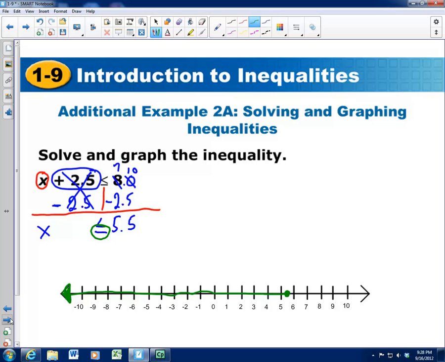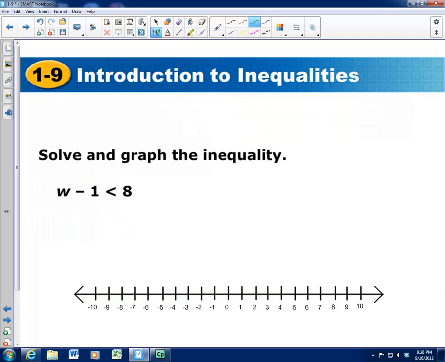All right, let's move on to our next one. This one says w minus 1 is less than 8. Well, again, first thing I'm going to have to do is draw my balance beam, because I need to get w by itself, so now I need to get rid of that minus 1. Well, we know the opposite of minus 1 is plus 1, so I have to add 1 to both sides. My 1's cancel out over here, which leaves me with w is less than 8 plus 1, we know, is 9.